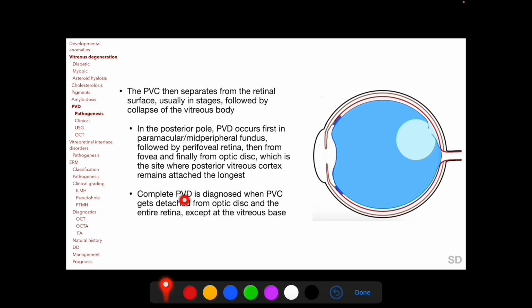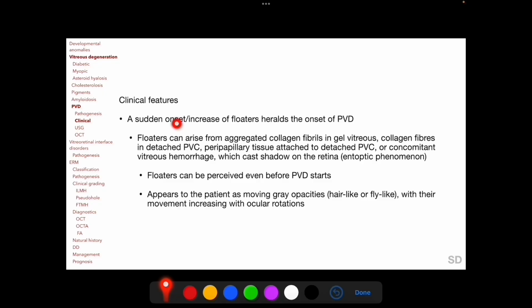Complete posterior vitreous detachment is diagnosed when posterior vitreous cortex gets detached from optic disc as well as the entire retinal surface except at the vitreous base. A sudden onset or increase of floaters heralds the onset of posterior vitreous detachment. We may note here that asteroid hyalosis does not cause floaters.